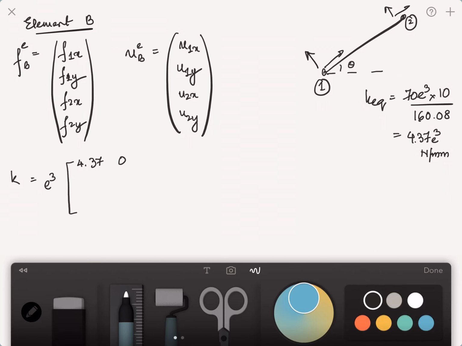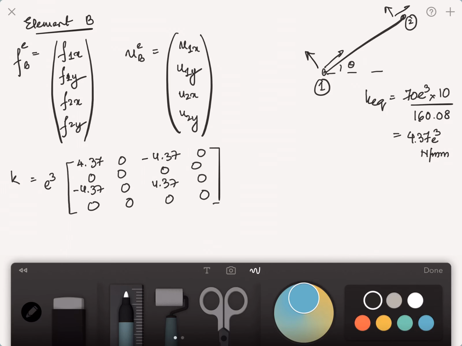4.37, 0, minus 4.37, 0. 4 times 0, minus 4.37, 0, 4.37, 0, and again 4 times 0. Now, the interesting part, the transformation matrix, because this is just a local one. That's quite nice, but we need to do a transformation of this matrix to get to the global system.